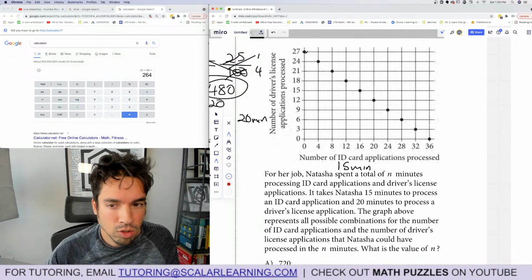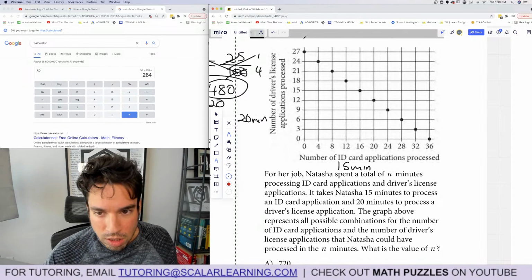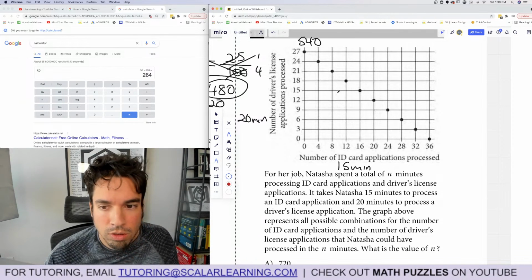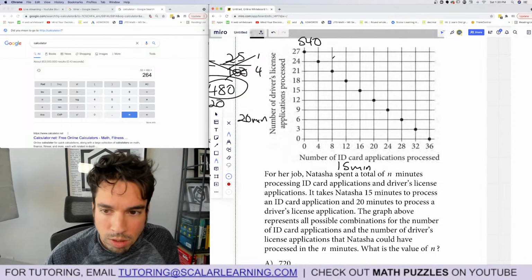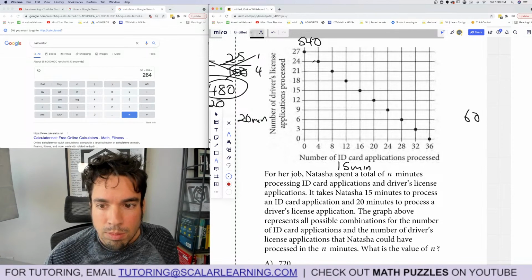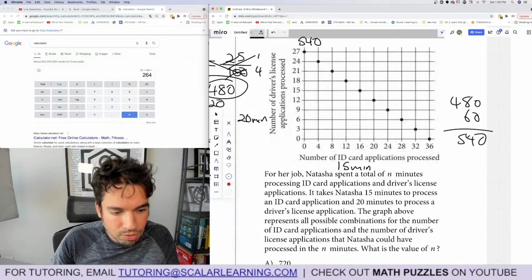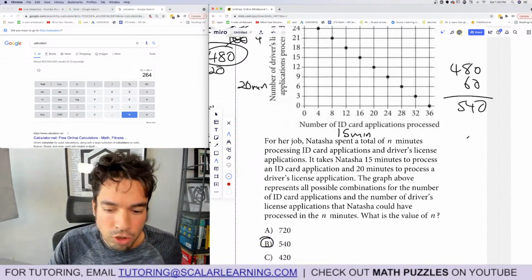So, for example, I'll do the easiest one. 27 times 20, assuming she only did those, is 540. And I bet you it's the same for every single value, right? So here it would be 4 times 15, which is 60, plus 24 times 20, which is 480. So it's, again, 540. So every combination is taking 540 minutes.